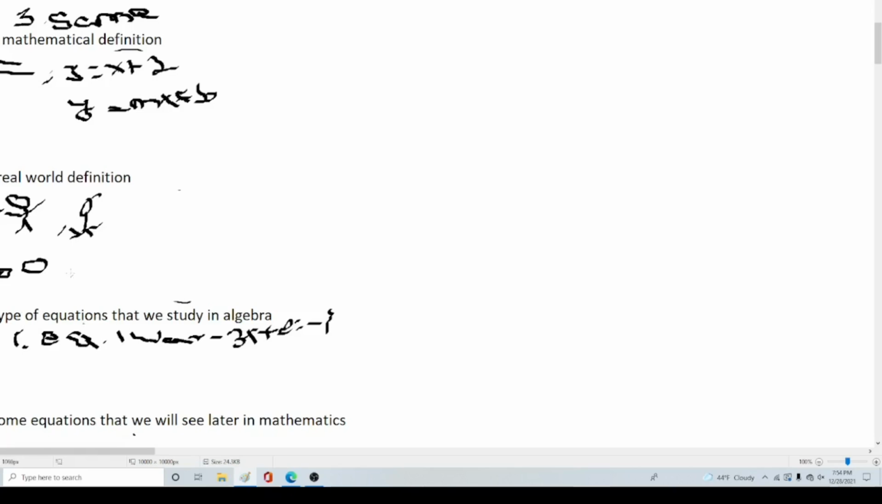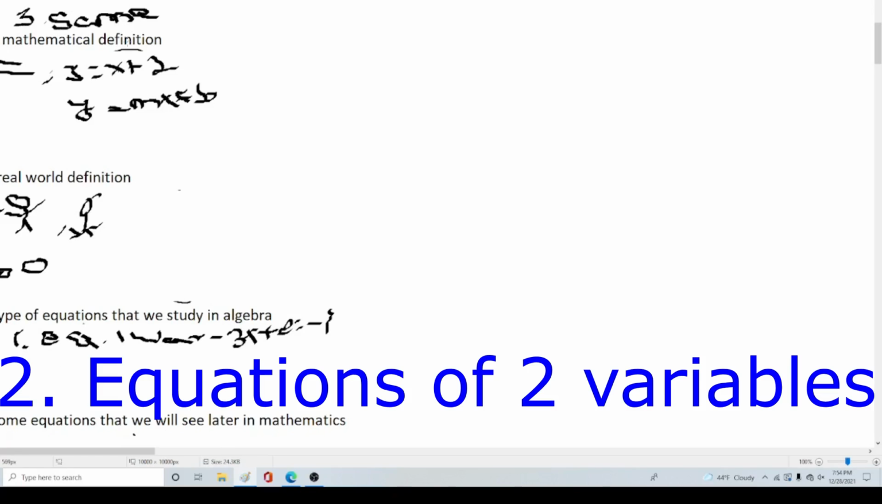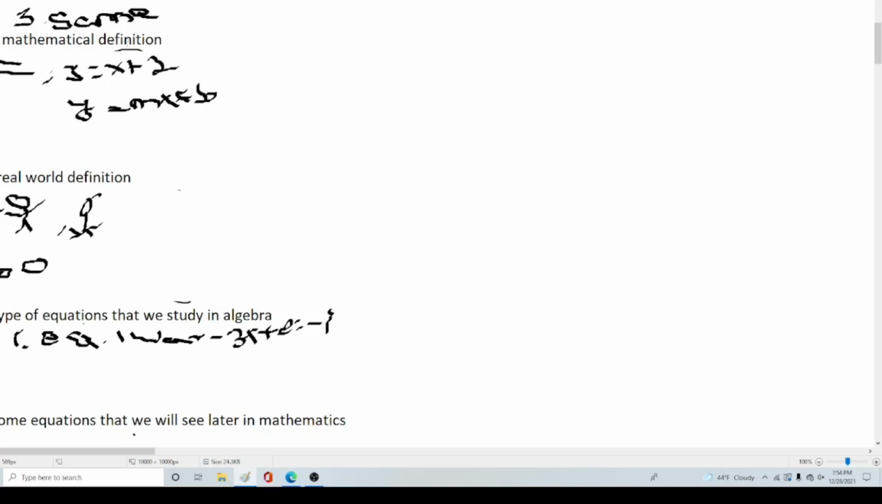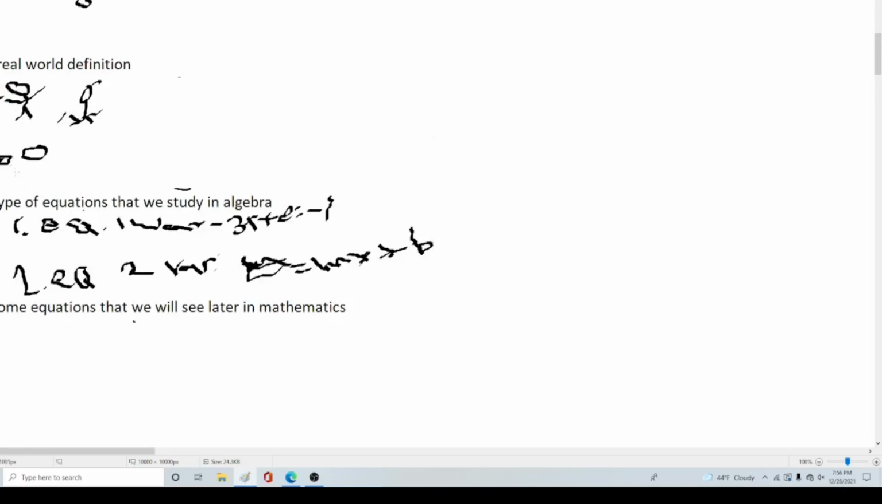And there's equations of 2 variables, which is the second big branch of equations that we study in algebra. And these mean 2 different things. y is equal to mx plus b is an equation of 2 variables. We have y, which is 1 variable, and we have x, which is another. And we'll say b is another number to deal with. This is a very powerful equation, which we'll actually talk about later.